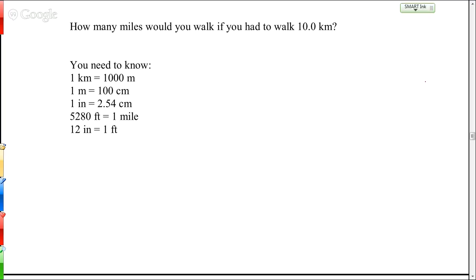Everybody got the numbers down that they need? All right, I'm going to turn the screen off so I can write it up there, and then we'll look at it together. Keep working on it if you're still working.